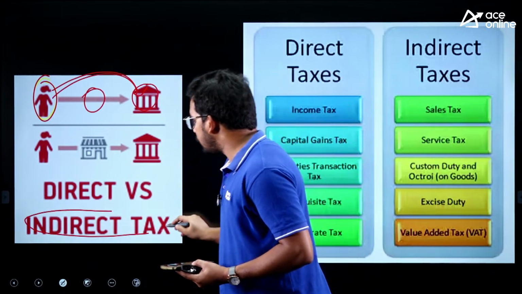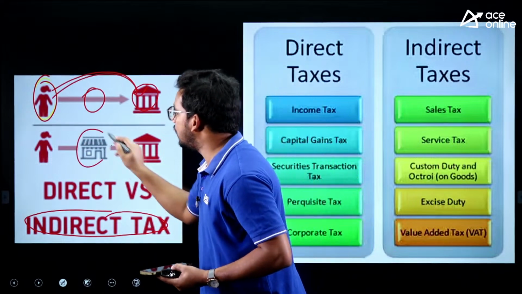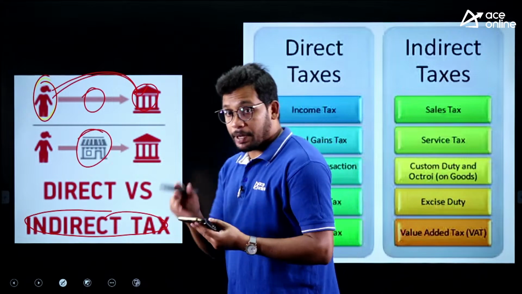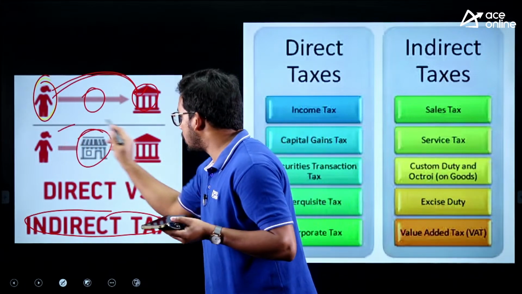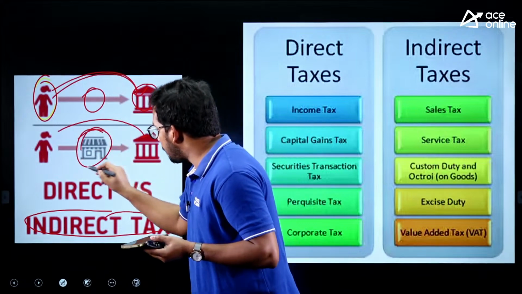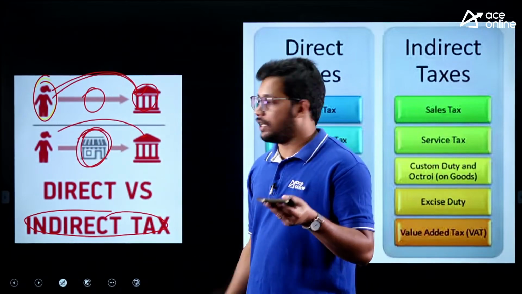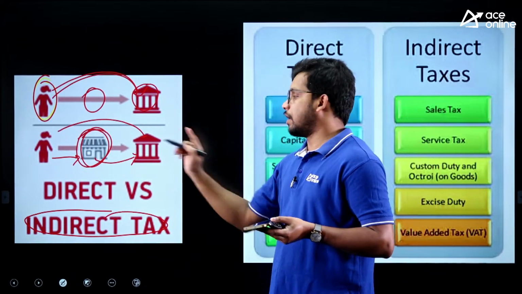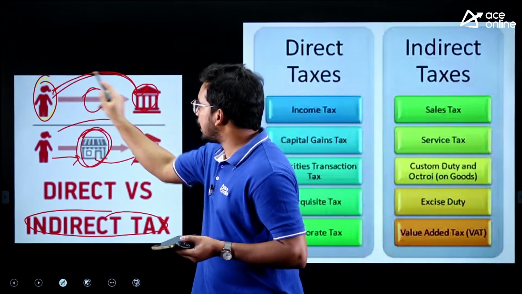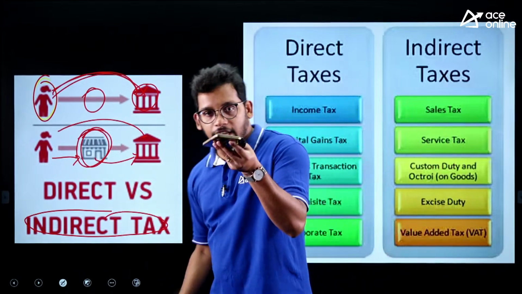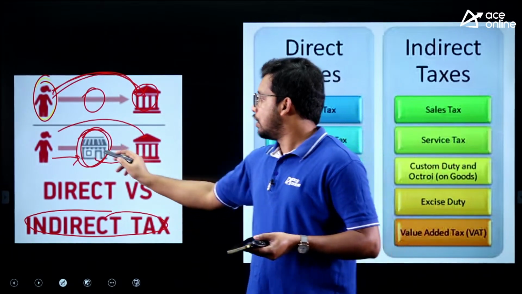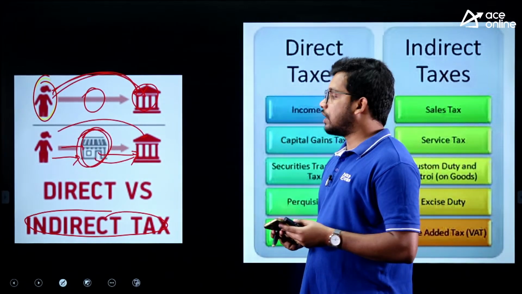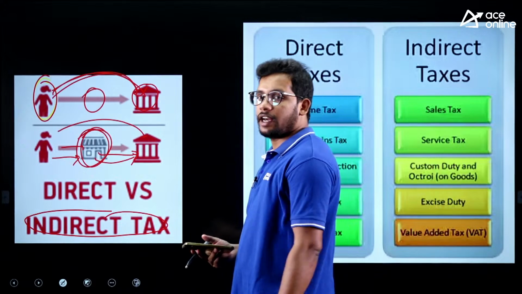Whereas in terms of indirect tax, there is an intermediary. For example, I bought this phone from the market. Am I paying the tax on this phone directly to the government? No, I am paying it to the company who is selling this phone to me, and this company in turn is paying to the government, right? So in direct tax, I am directly paying it to the government. In indirect tax, whatever the product, I am paying to the company and the company is paying to the government, right? So that is the difference between direct tax and indirect tax.